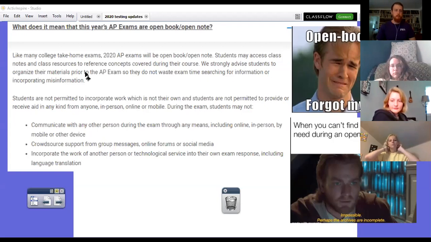There will be another separate don't cheat slide later, but you can't communicate with anyone during the exam through any means. You can't crowdsource your answers. Basically, they have all these ways to test whether or not you're cheating, and lots of dire consequences for you if you do that. You guys have earned my respect this year. I don't think that'll be a problem for anybody, but I'm supposed to tell you this, so here I am telling it to you. Okay.